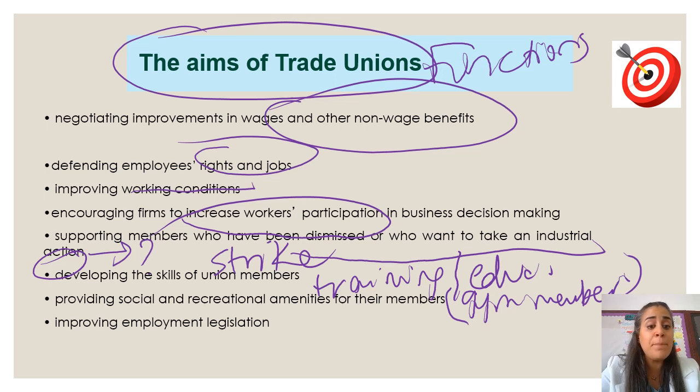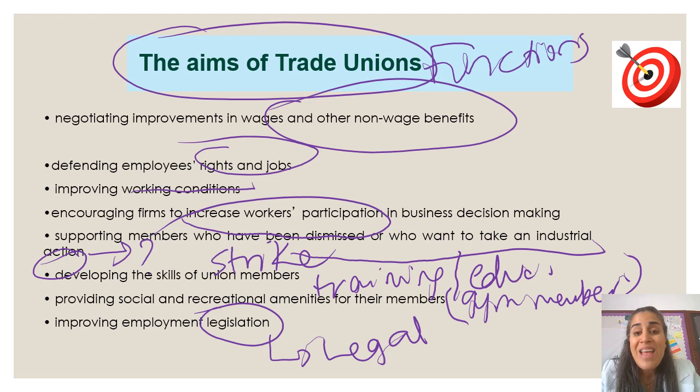And finally, improving employment legislation. What does that mean? Legislation, so I am making things legal. In other words, the trade union makes sure that every worker working in a firm has a legal contract that binds both the employer and the employee. It shows the salary or the wage, it shows the job description, the number of hours that the worker needs to work, how many days a week, and so on.